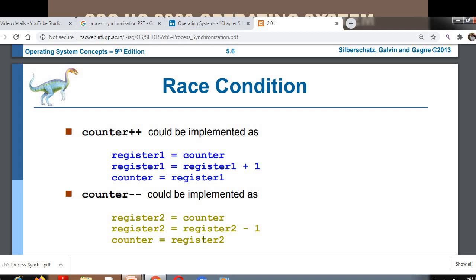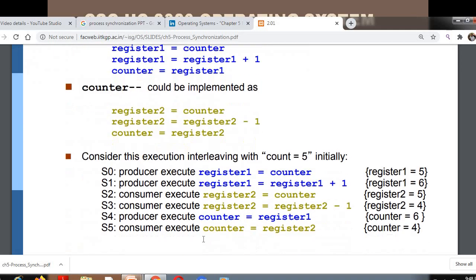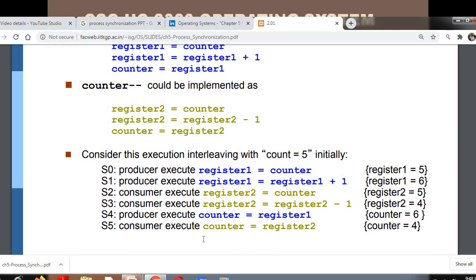Now, race conditions. Counter plus plus could be implemented as: register1 equals counter, register1 equals register1 plus 1, and counter equals register1. Counter decrement could be implemented as: register2 equals counter, register2 equals register2 minus 1, and counter equals register2. In this way we see the race conditions.